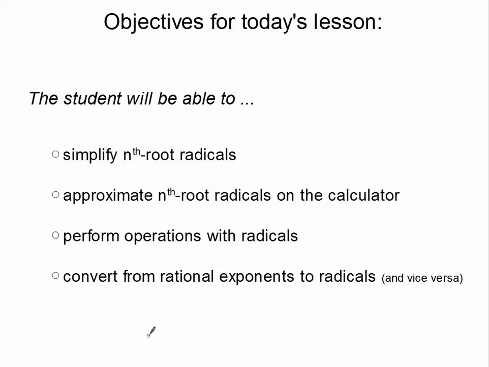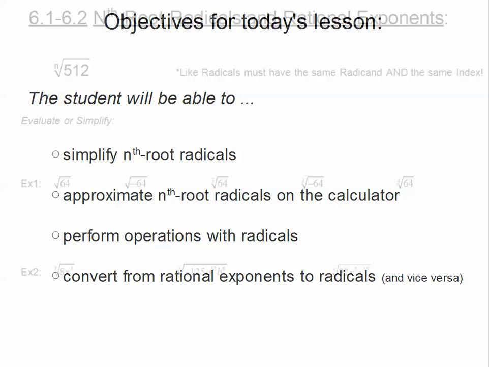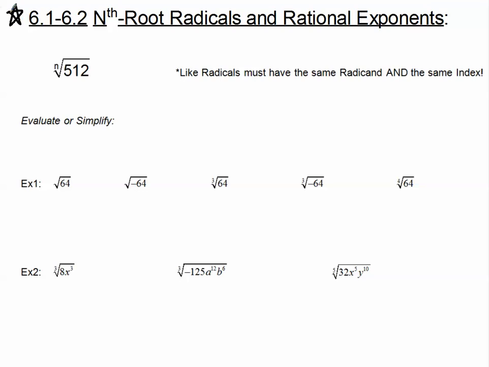Welcome to today's lesson. In this first tutorial, we will simplify nth root radicals and approximate nth root radicals on the calculator. So we are into chapter 6 and we're looking at section 6.1 and 6.2. We're talking about radicals now.